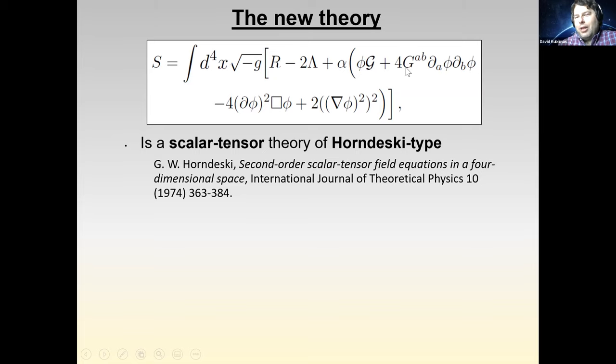Here, the capital G_ab is the Einstein tensor. And then you get even weirder kinetic terms for the scalar field over here. Now what is very interesting is that if you are familiar with Horndeski theory, then this is a particular case of Horndeski theory. It's a particular case of the most general scalar-tensor theory which leads to second-order equations of motion, both for the scalar and for the metric.